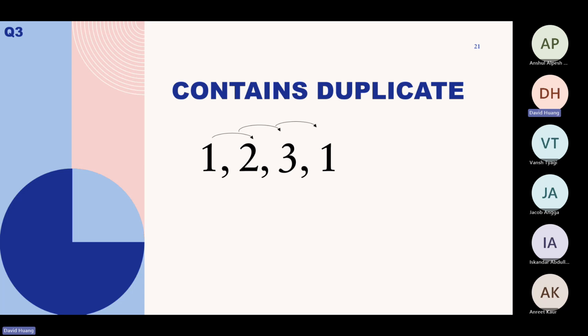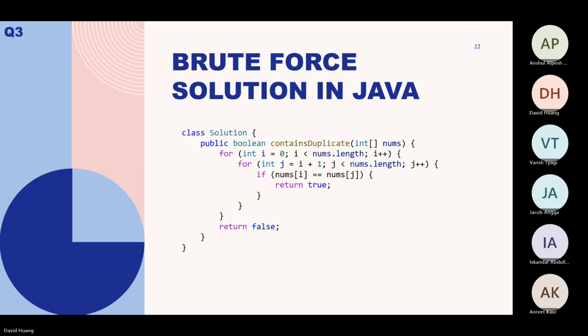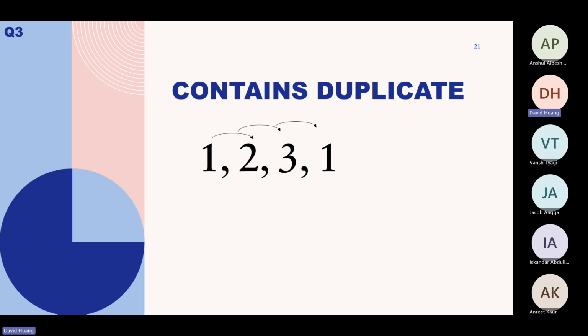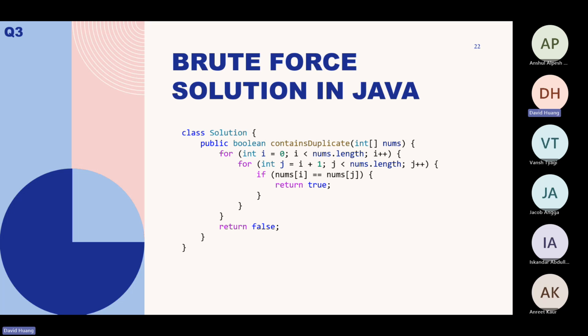Okay, so contains duplicate. Basically it's the same logic. You go through the array by looping through it. You check if 1 is equal to 2, no. 1 equal to 3, no. 1 equal to 1, yeah. So it just iterates from an outer loop to an inner loop. So here's the solution.